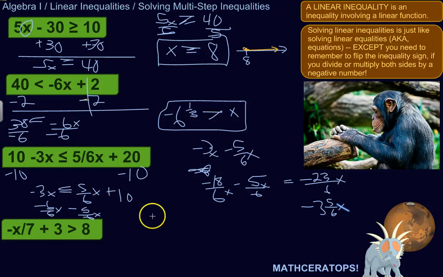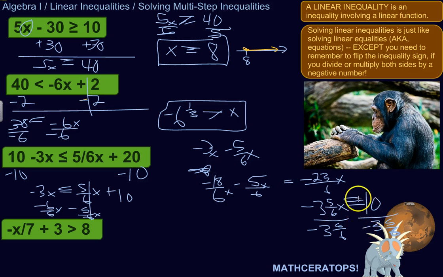Okay, so what's going on here? So we have negative 3 and 5/6 x is less than or equal to, and then we had just 10 left over on that side of the inequality. Actually, no, let's leave it as negative 23/6, because the last step I need to divide by negative 3 and 5/6 so that x can be by itself. So I'm going to divide both sides of the inequality by negative 3 and 5/6.